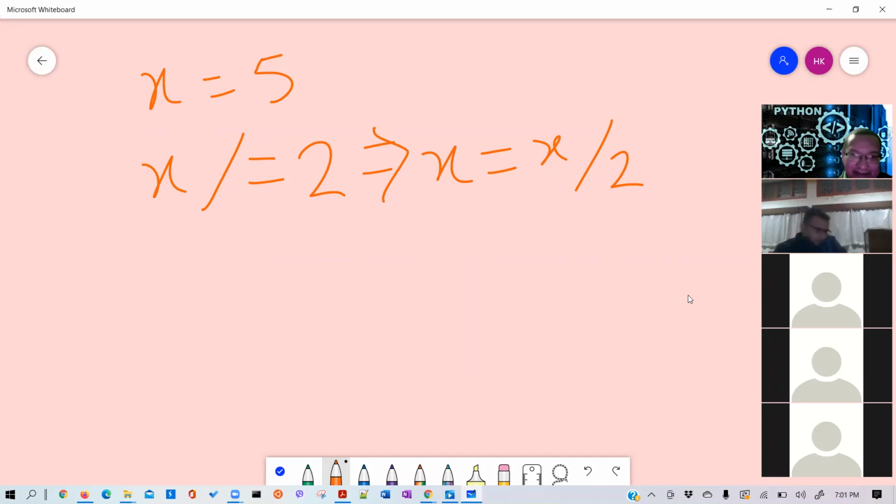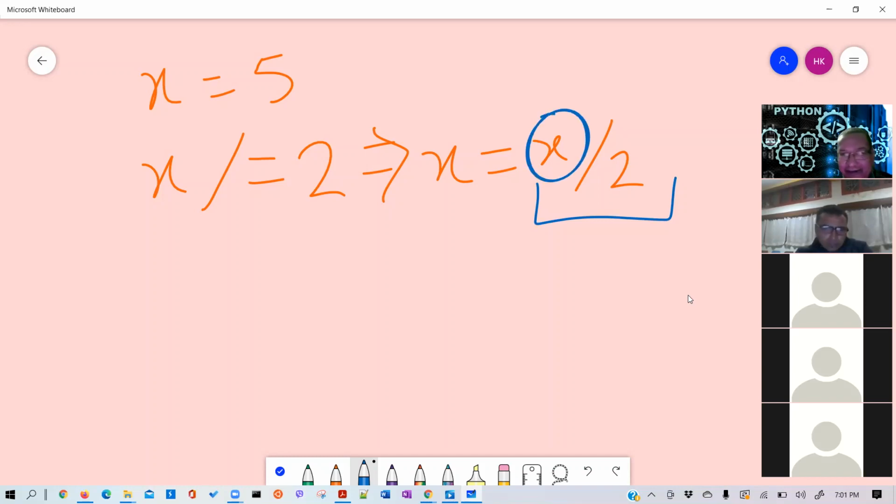Let's see if that is correct. Okay, let's try it out. So always, you evaluate this side, right? Before you evaluate, we need to find the value of the unknown, the variable. The variable's latest value is 5, right? So this is equal to 5 divided by 2, which is equal to 2.5.